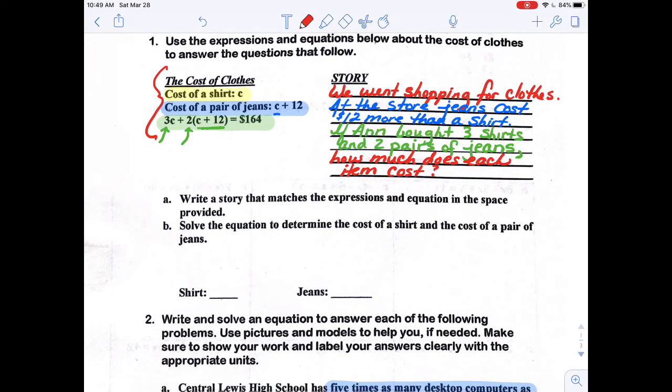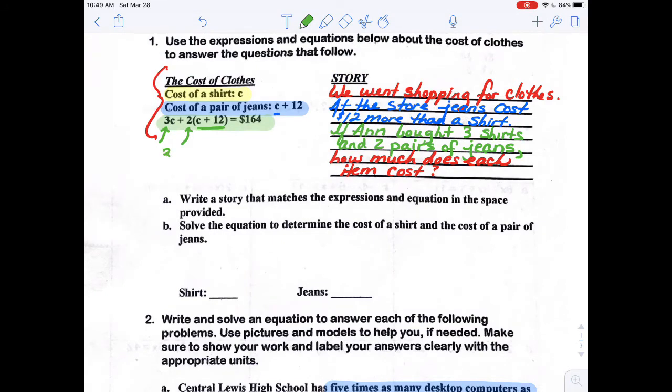Now again, if you don't have those parts, you do lose a half a point for each thing. So I need an introductory, I need a conclusion, and I need that middle part to build the story. Once you have that done, then you're just going to go ahead and solve the equation.